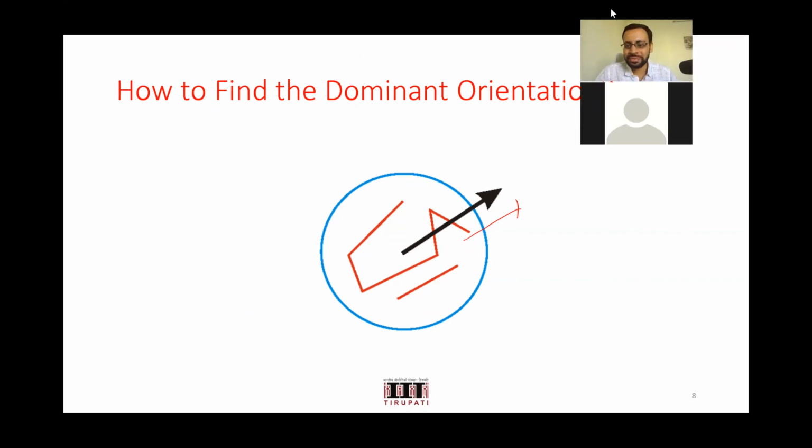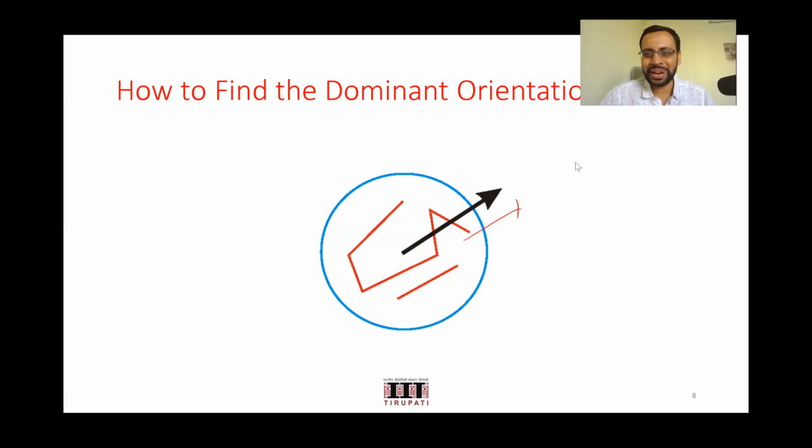We can find tan inverse of gx by gy for every pixel, and then we can find which angle is most prominent, which angle is present in most of the pixels. I understand till then: you are going to find out the orientation for each pixel. And after that, how do you find out which is dominant? That's the question.